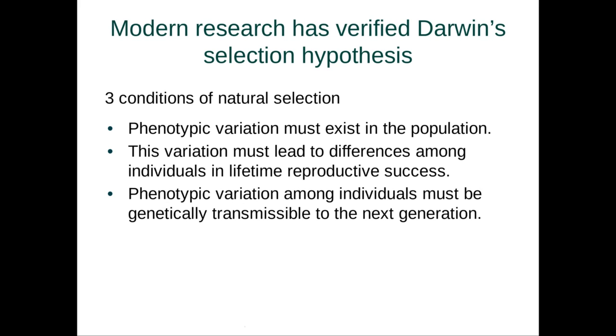Now, as we alluded to last week, and this is a cornerstone of Darwin's thinking, you have to satisfy three conditions for natural selection to really do its thing. There has to be phenotypic variation in a population, so there has to be a diversity of traits. This diversity of traits must lead to differences among individuals in lifetime reproductive success. So if I have a large beak, it has to be beneficial for natural selection to act upon. And then finally, phenotypic variation among individuals must be genetically transmissible.